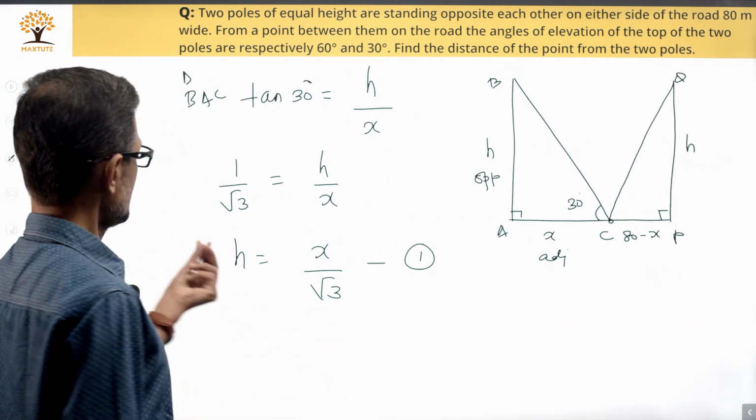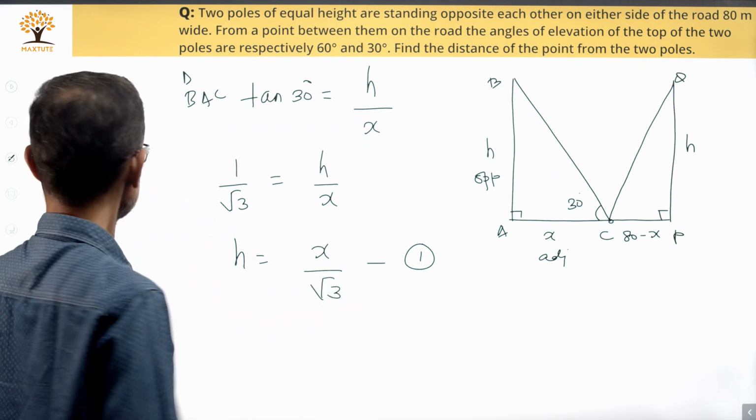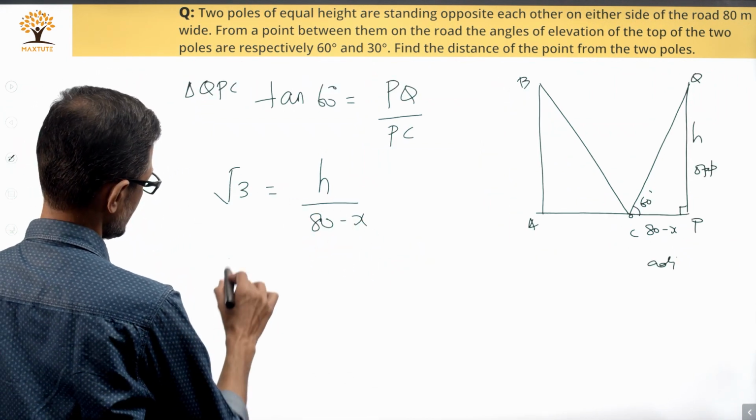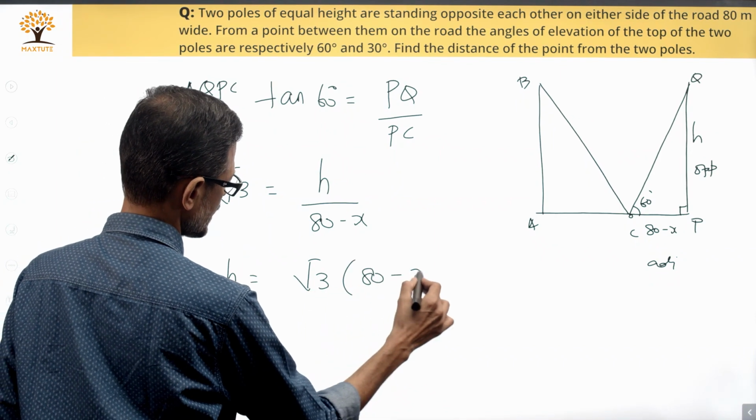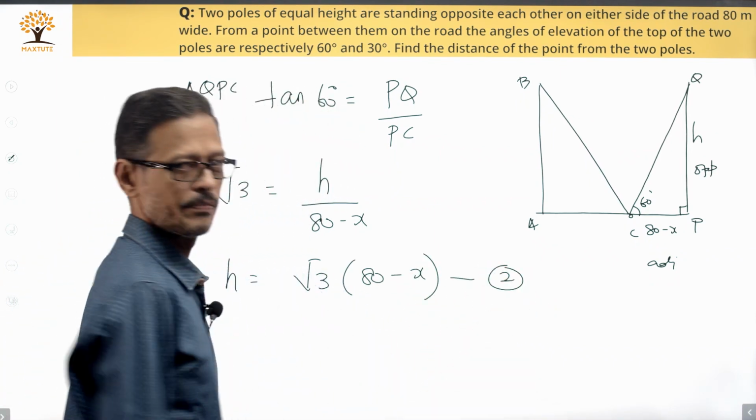What did we do here? We wrote h in terms of x. Let us do the same thing here. Cross multiplying, we get h is equal to root 3 times of 80 minus x. We will call it equation 2.